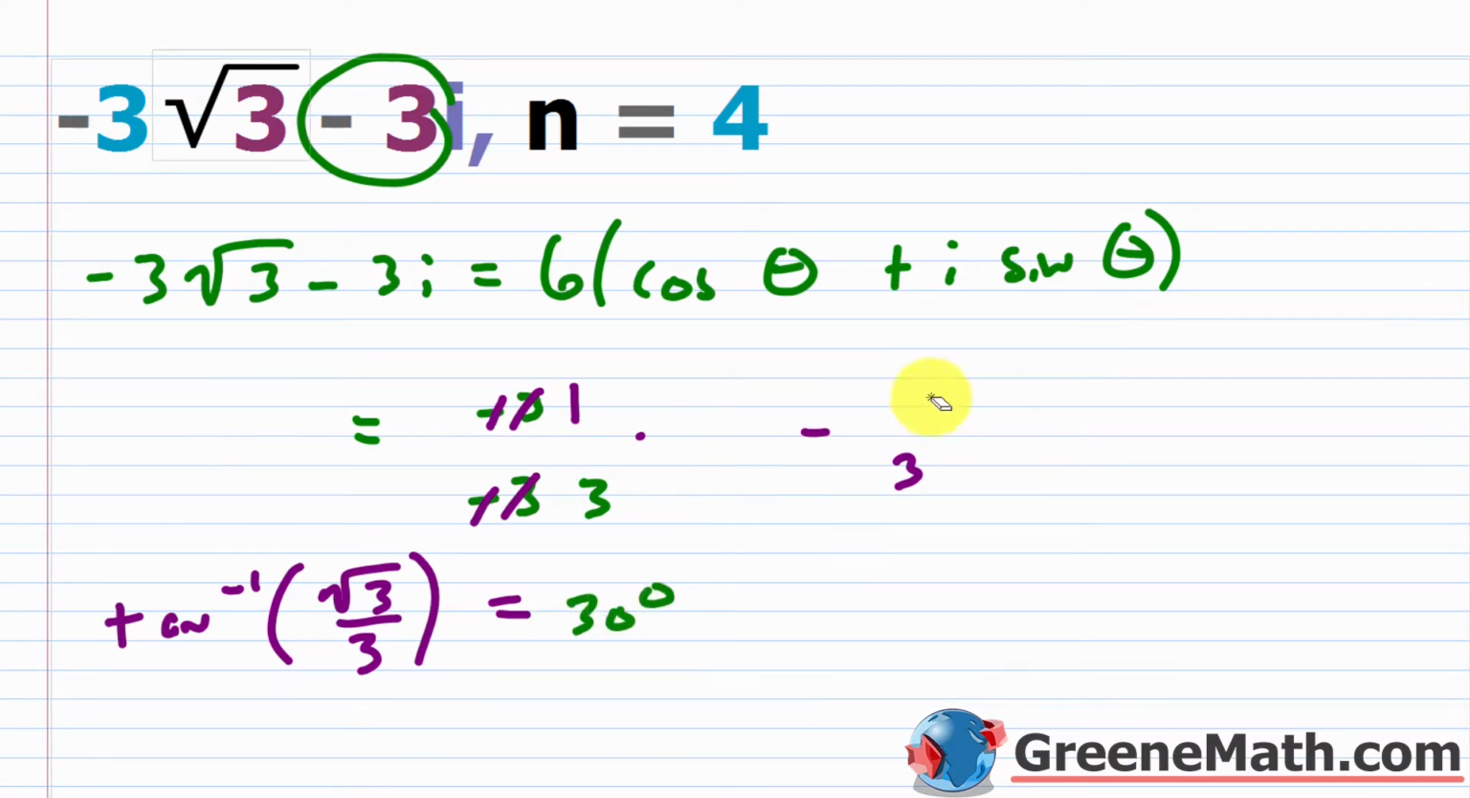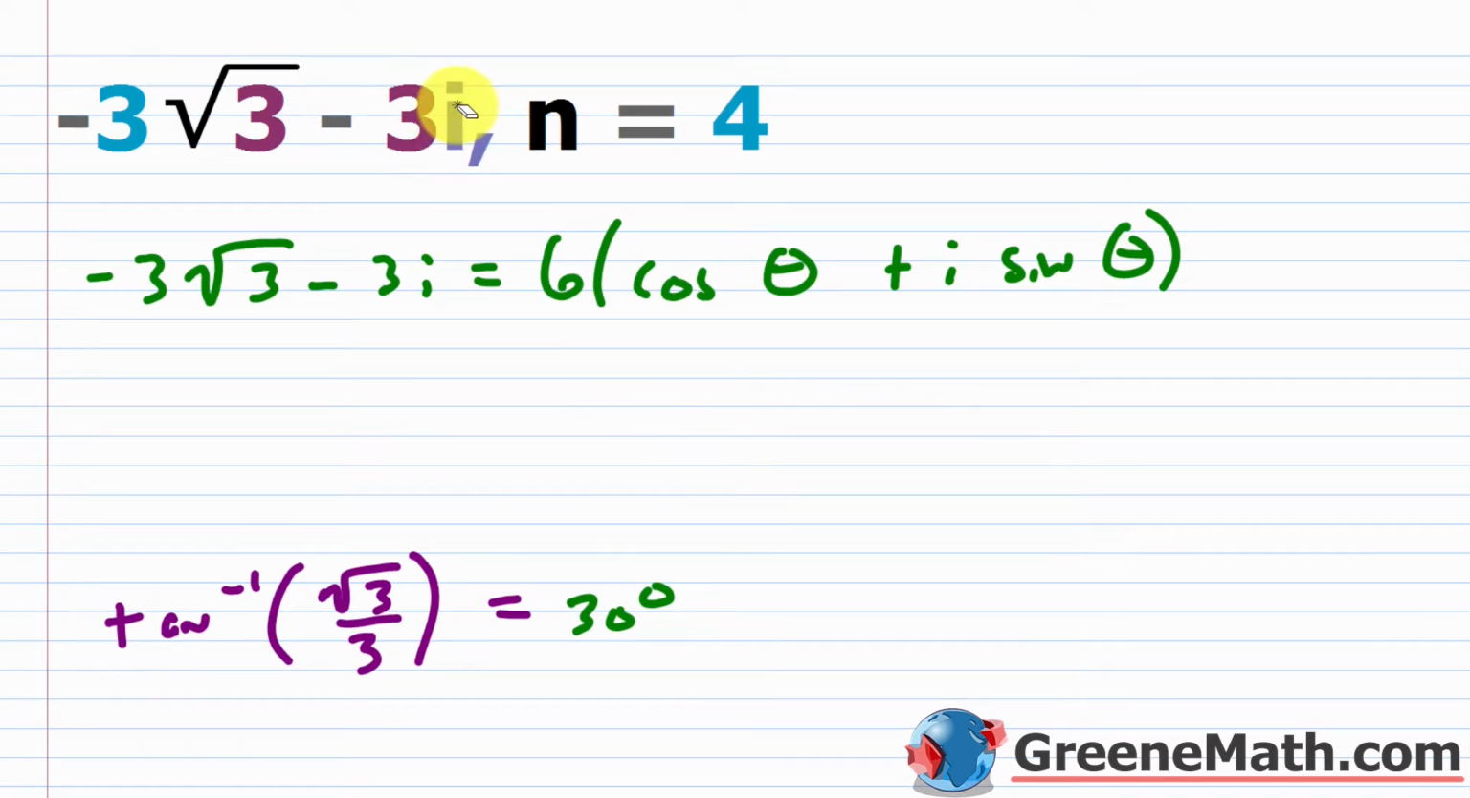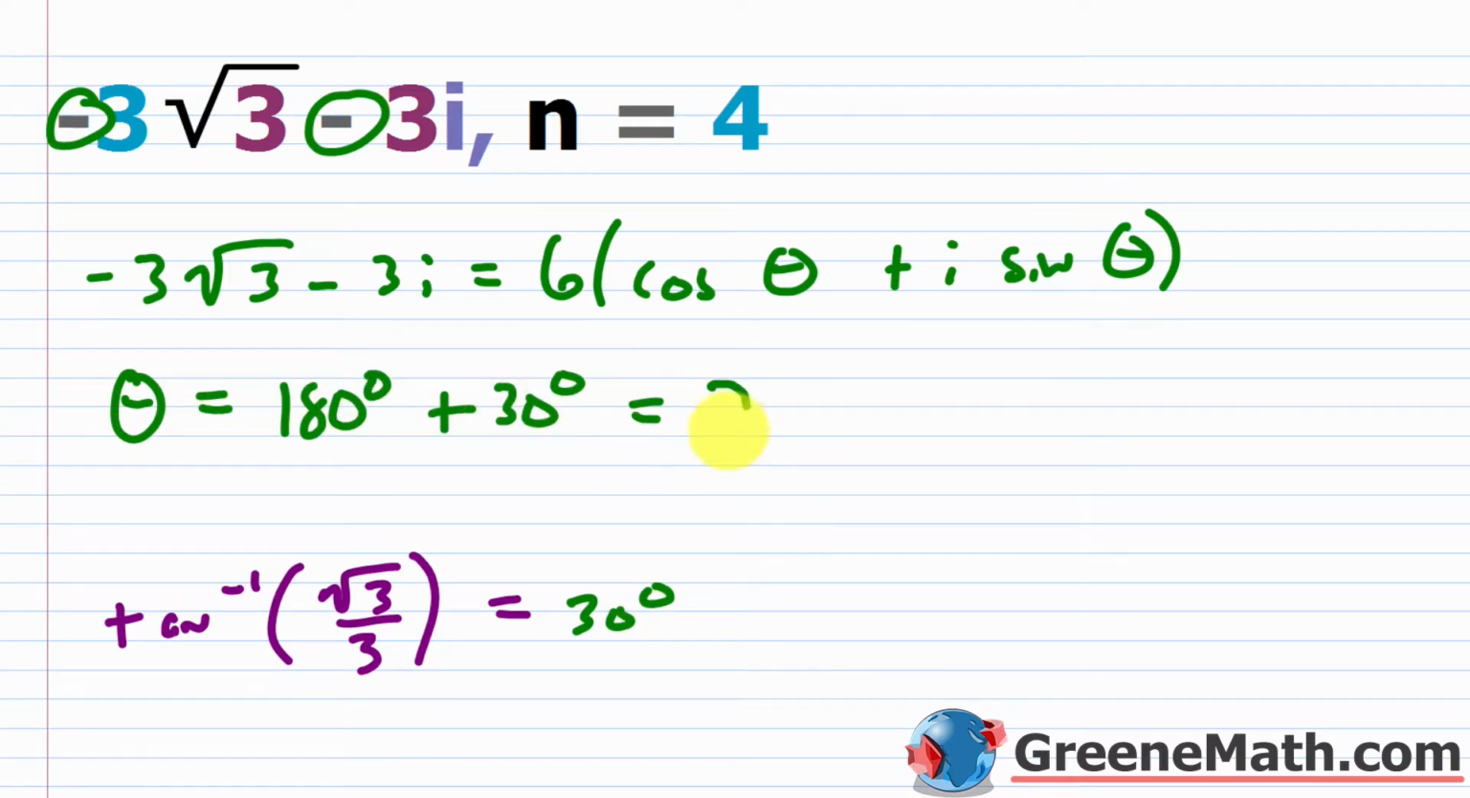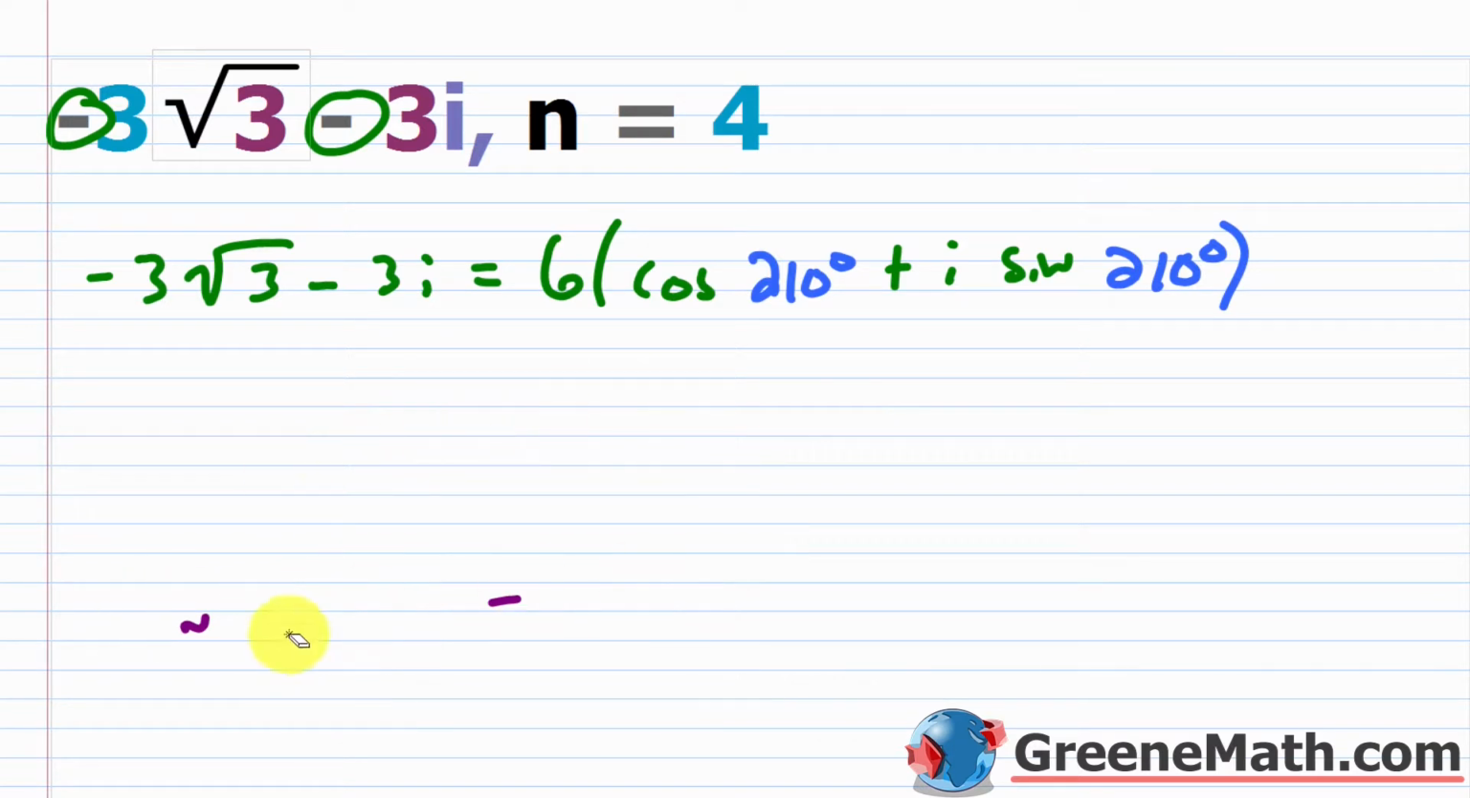So let me erase this. And let's think about where this complex number would be if we graphed it. So this is negative, and so is this, right? So I have a negative real part and a negative imaginary part. So from the origin, I would go to the left, and then I would go down. So that means I'm going to be in quadrant 3. So my theta here would be 180 degrees plus the reference angle of 30 degrees, which is 210 degrees. So I can just erase this, and I'll go ahead and put 210 degrees there. Once you have this in polar form, it's just a matter of plugging into your formula.